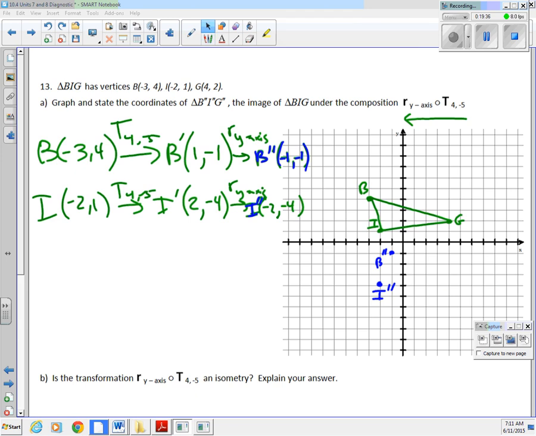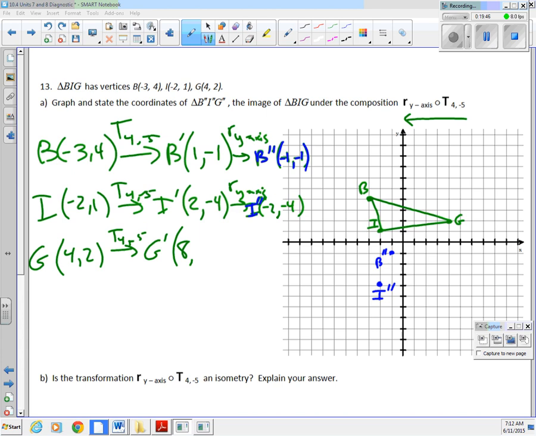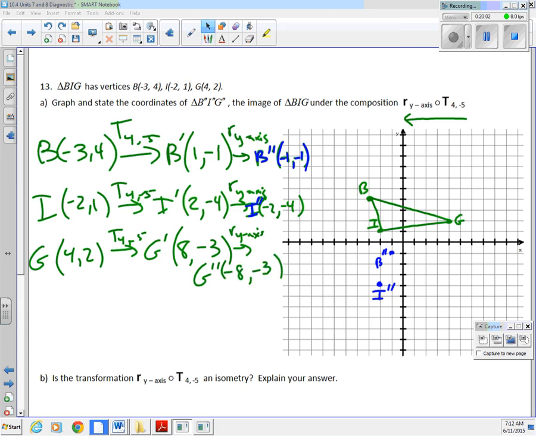Okay. And G double prime, G was 4, 2. So I'm translating 4, negative 5. So I'm getting 8, comma, negative 3. So reflecting on the y-axis, I get G double prime to be negative 8, negative 3. Sorry, I'm kind of writing too much on the board here. That's my G double prime. And I'm going to graph that 1, 2, 3, 4, 5, 6, 7, 8, 1, 2, 3. And there's G double prime. So here's my new triangle.